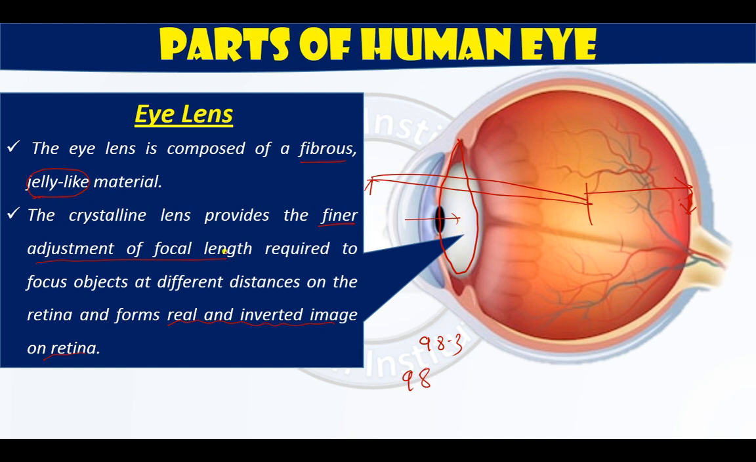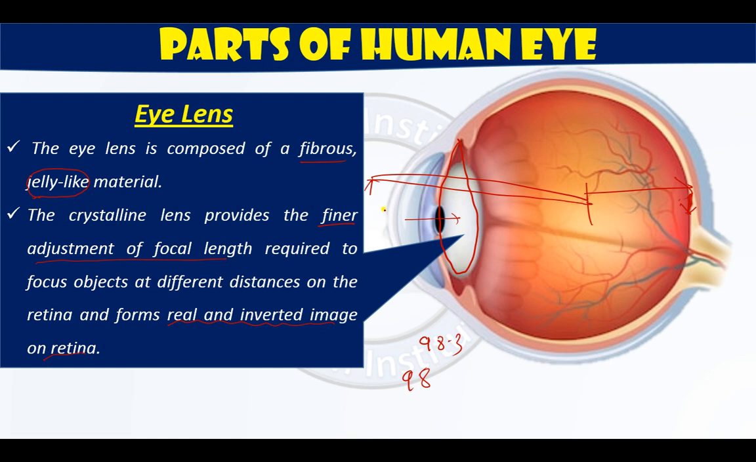That finer adjustment of focal length will be done by the eye lens, which is the most important part of the human eye, in order to form sharp images on the retina. Refraction is performed by two parts. One, it is performed by the cornea. Two, it is performed by the eye lens.